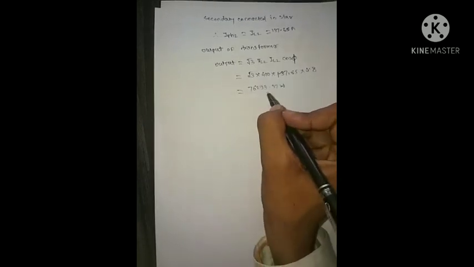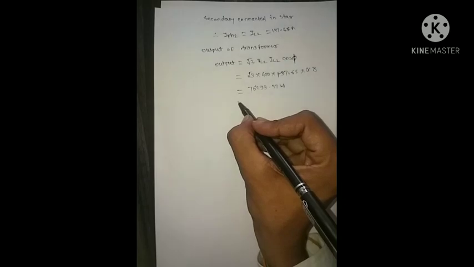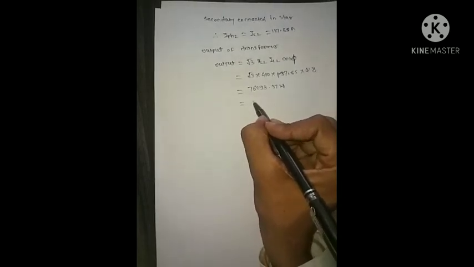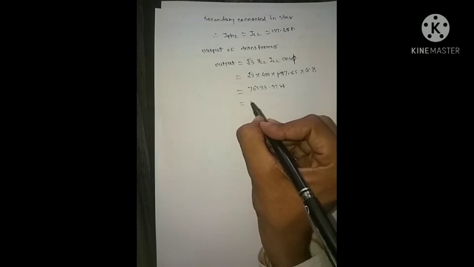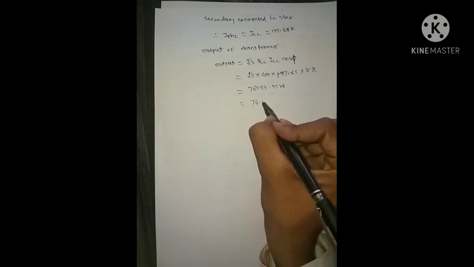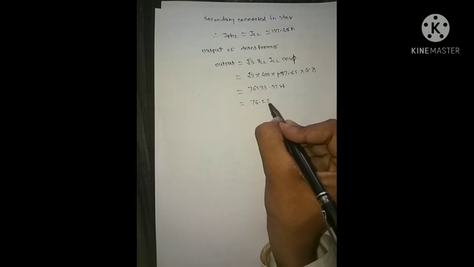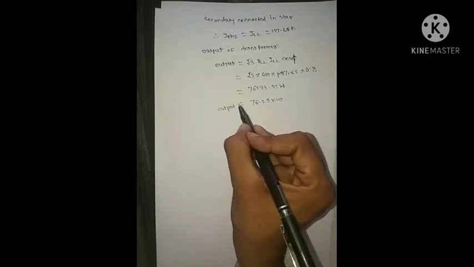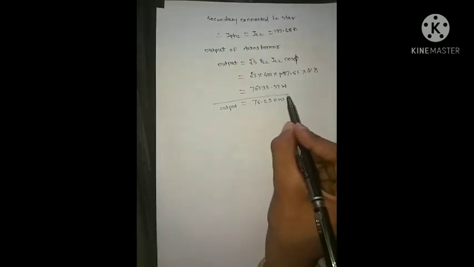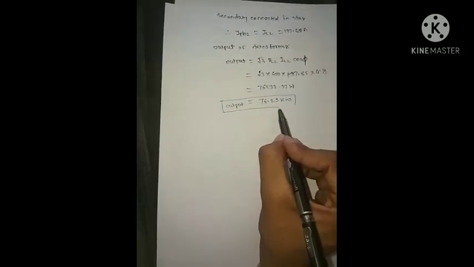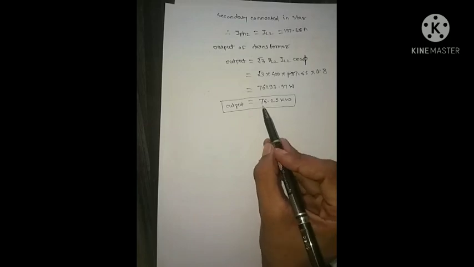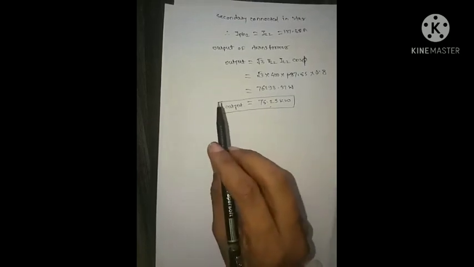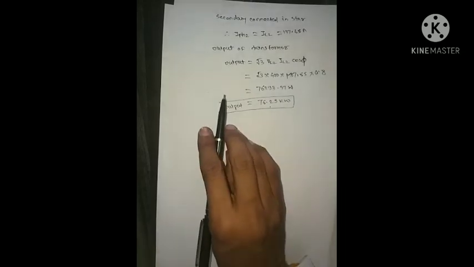So for writing in kilowatt, we have to divide it by 1000, and we will get 76.29 kilowatt. This is our output of transformer, and the final answer is output of transformer is 76.29 kilowatt. Okay, I hope you understand this numerical. Thank you.